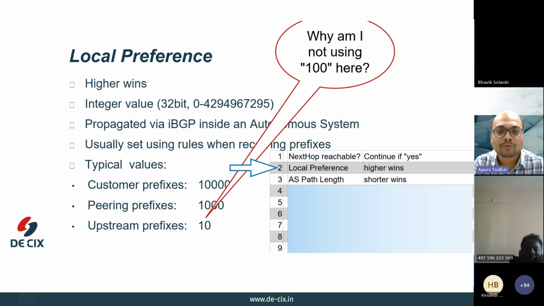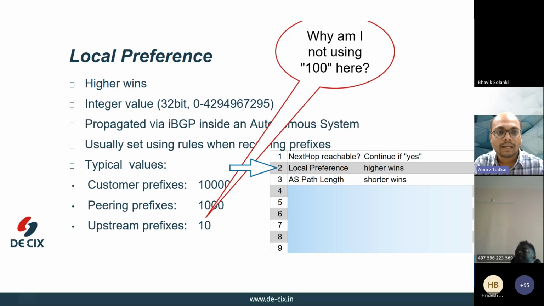If a prefix in this example comes from a customer, you might assign it a high local preference value, something like 10,000. And for prefixes that you receive from a peering partner, you can use a local preference of 1,000. And for prefixes you have from an upstream provider or a transit provider, you can use a much lower local preference value, like 10.